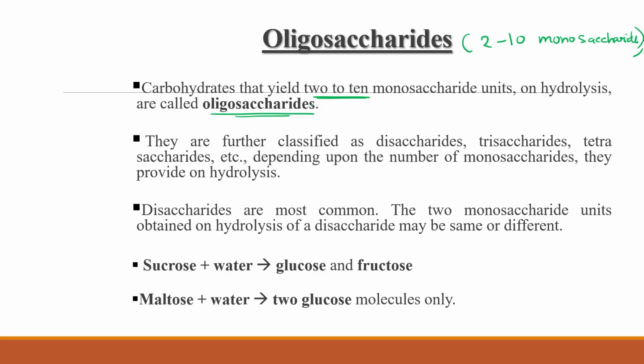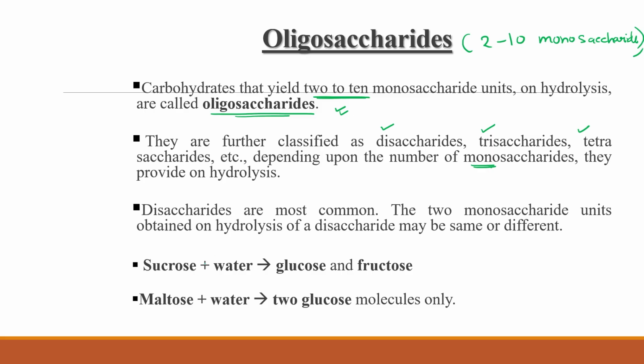Okay, so a carbohydrate that yields 2 to 10 monosaccharide units on hydrolysis is called an oligosaccharide. We can further divide them: if two monosaccharide units are there, we say disaccharide, 3 trisaccharide, 4 tetrasaccharide, and so on, depending upon the number of monosaccharide units. And they provide monosaccharides on hydrolysis.